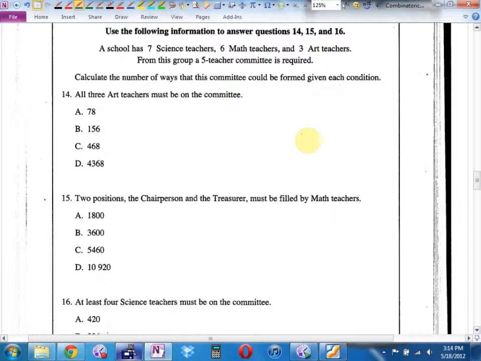Committee question. We're forming a 5-teacher committee group. All 3 art teachers must be on the committee. So here what I would do is I would break it up into art teachers and non-art teachers. Remember I showed you that a horizontal bar means not everyone else.